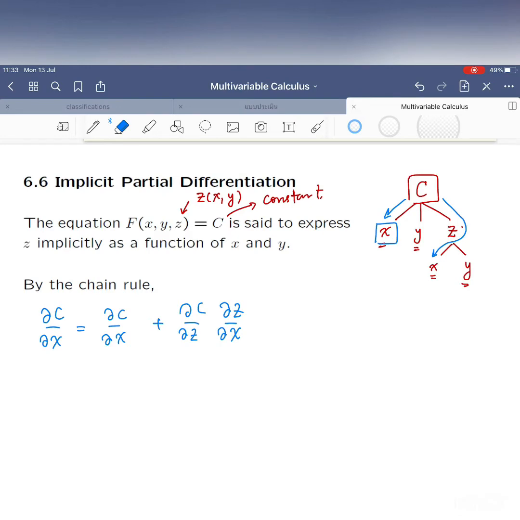However, what are we going to find after you have this kind of implicit definition? You actually need to find dz by dx and dz by dy. So this is what you need. So you are going to move some terms to the other side.